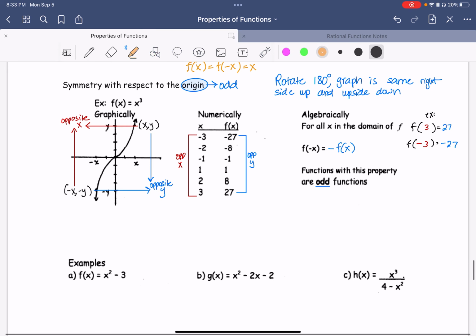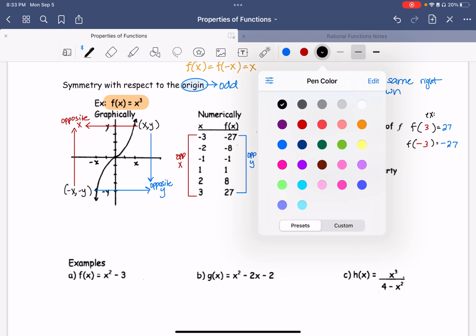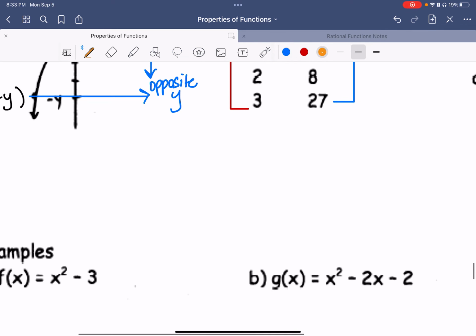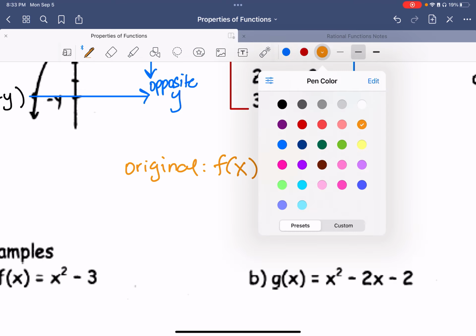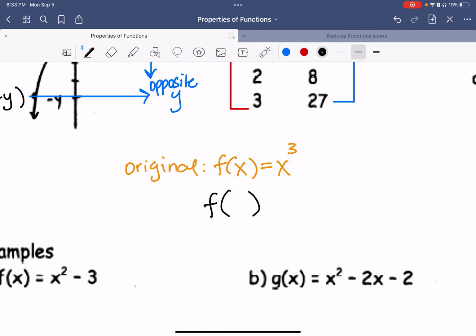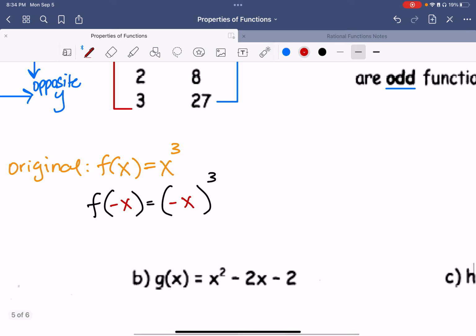Let me show you again by plugging in negative x into the original, which is x cubed. The original was f of x equals x cubed. What I'm going to do is replace every x with a negative x, and everything else about the function stays the same. Every time there was an x, I'm now putting in a negative x. And I'm going to simplify this.